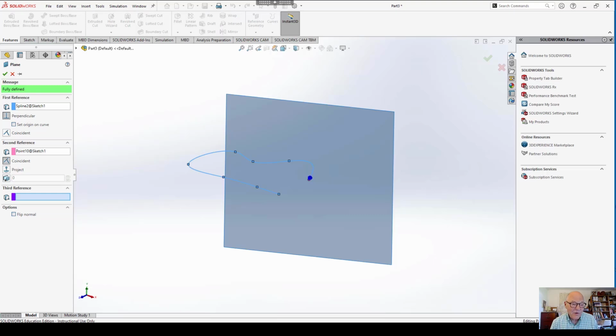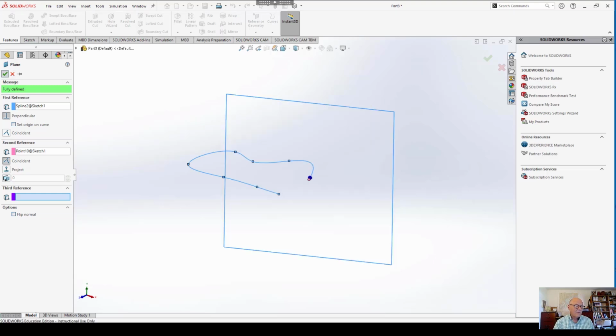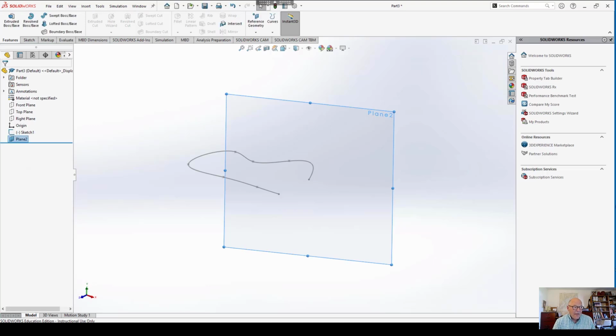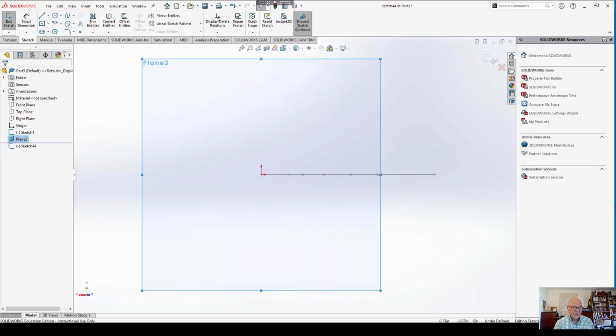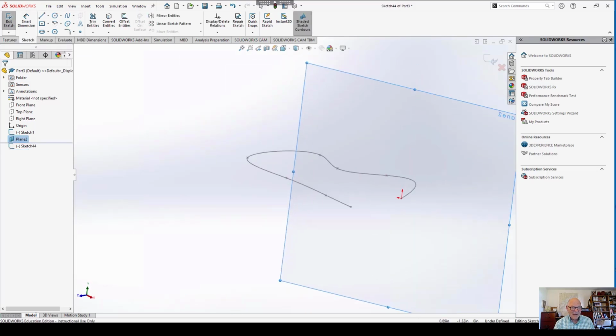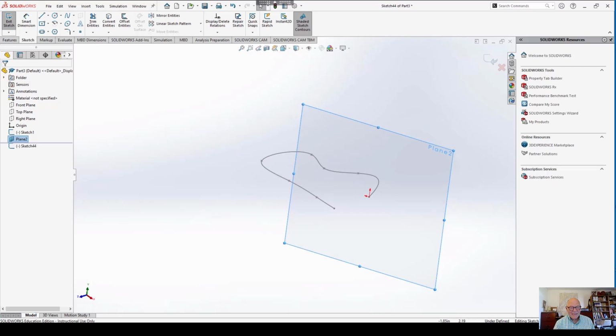So it gave me a new plane that I could draw on, and once it did that, now I can sketch on that plane the way I sketch on any other plane. So I go to sketch, sketch. Now it turned around. I can come back and do this, and there are ways to flip that, but again, I don't want to get involved with that right now.